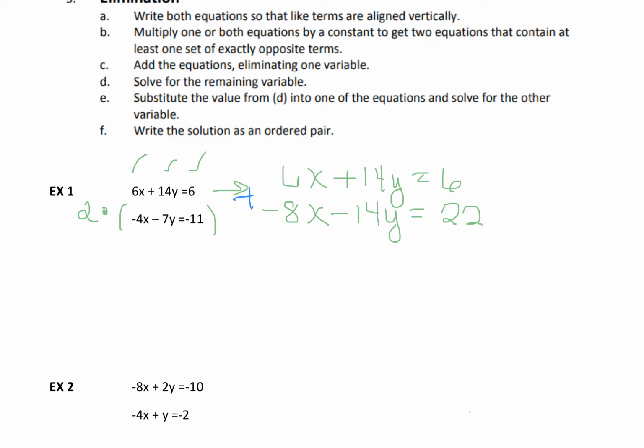We're adding them. It's going to give me -2x. Something should cancel, or you did it wrong. This should be a -22, shouldn't it? Gives me -16. So I come up with x equals 8. Sorry about that.